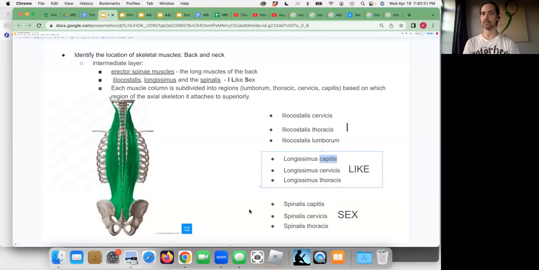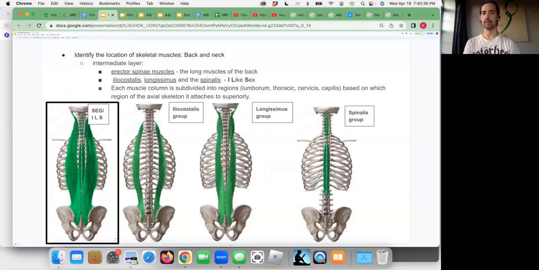I don't think that they're going to ask you that. I don't think that they will ask you that. But if you look at the fibers, it'll make sense to you. It should make sense to you.